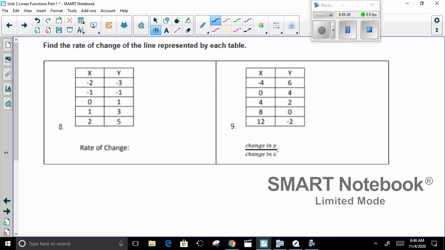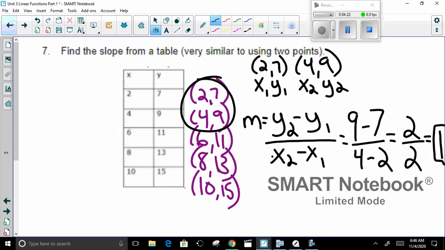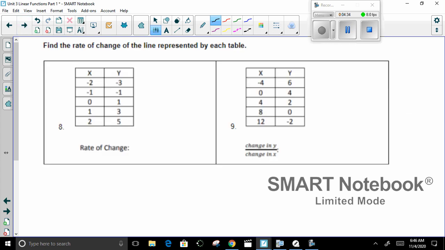All right, rate of change. I think this one, let me check really quick. So my m equals 1. Remember, your slope, your m, your rate of change, your change in y over change in x, it all means the same thing. All right, 8.